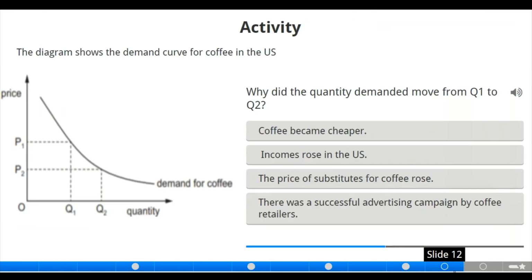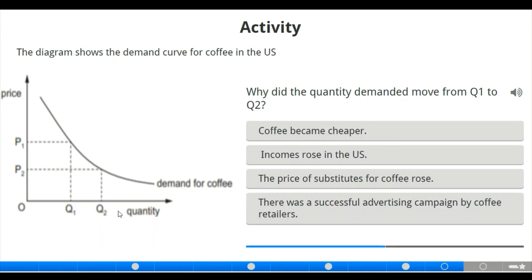This is also part of your past questions. The diagram shows the demand curve for coffee in the US. We are going to use the law again here. Looking at this diagram, why did the quantity demanded move from Q1 to Q2? Now, let us check. Coffee became cheaper. Is it so? Let us check.